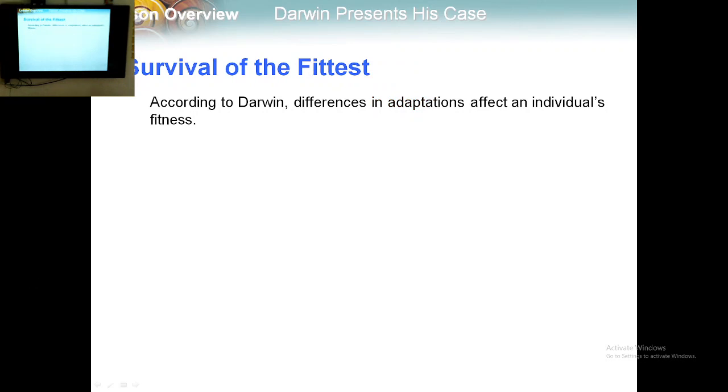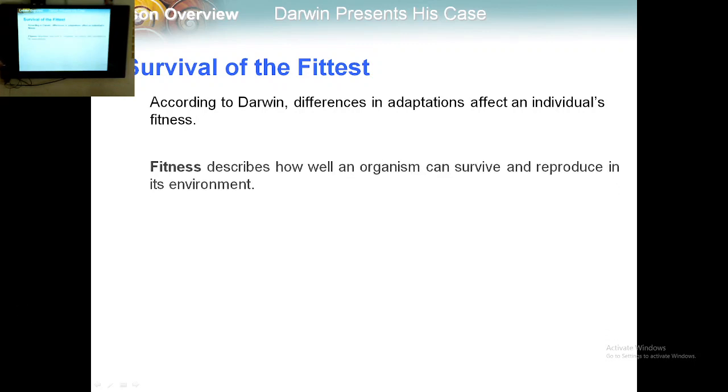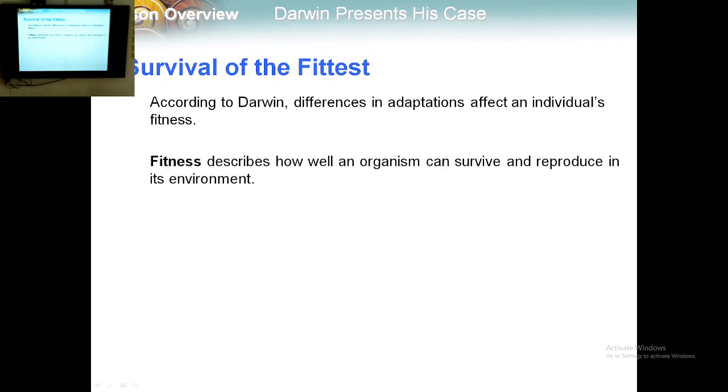The second part of the Darwin case is survival of the fittest. So according to Darwin, differences in adaptations affect an individual's fitness. Okay? Fitness describes how well an organism can survive and reproduce in its environment.